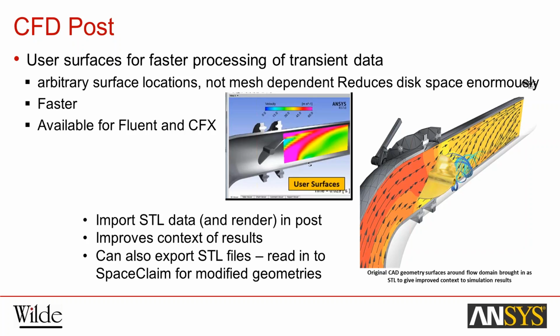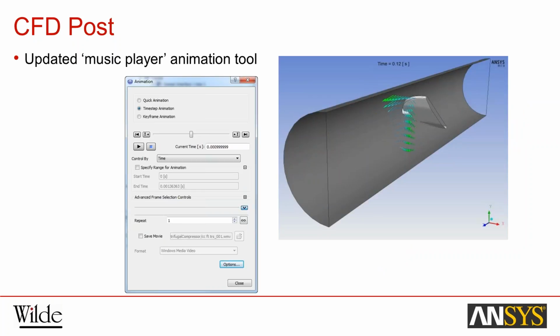Another feature that's coming into CFD Post is the ability to, again, import STL meshes and also to render them. This potentially improves the context of results. In the picture here, there's a rendered butterfly bar. You're also able to export STL files. As stated before, you can bring those straight into SpaceClaim and be able to use those for further geometry modifications. There's also an updated music player style animation tool within Post. Much of the functionality is the same as it was before, but there's perhaps a little bit more ability to go forwards and backwards within an animation.